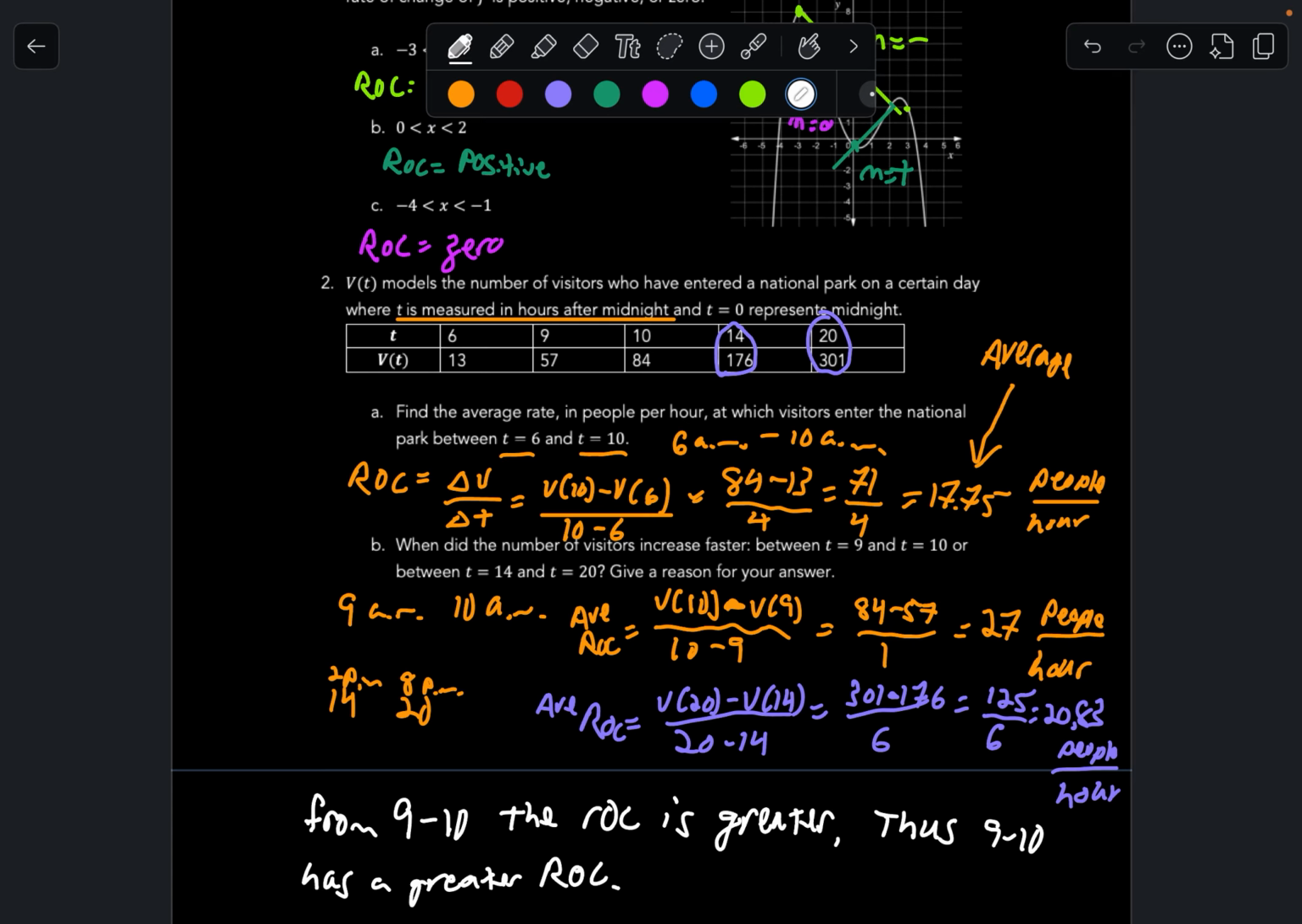And that's it. So you see, all I'm doing is finding the change of the output divided by the change of the input. We also call that slope. So it's all related to this idea of lines and slope and whatnot. All right?